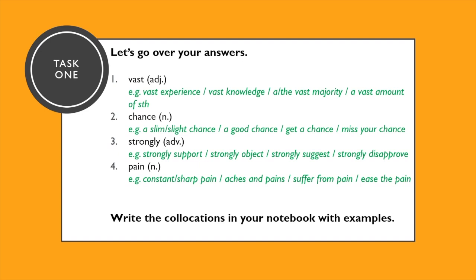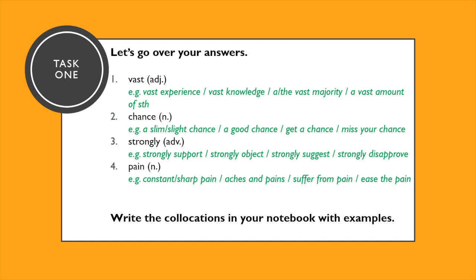These are just a small sample of some of the collocations that can be made using the words on the list. So for vast, we can say things like vast experience, vast knowledge, vast majority, vast amount, or indeed vast number of something. For chance, we don't say big or small. We say, for example, slim or slight chance, a good chance. In terms of the verb, you could say get a chance or you miss your chance to do something.